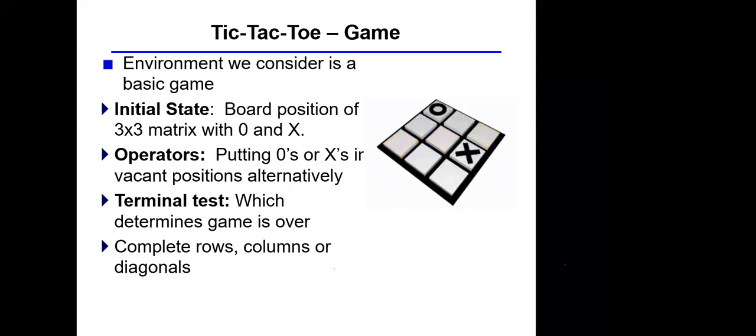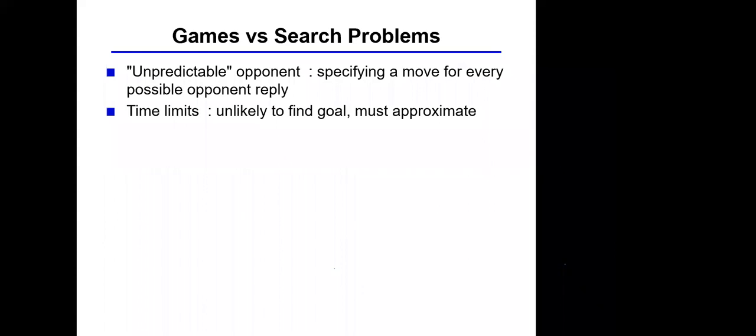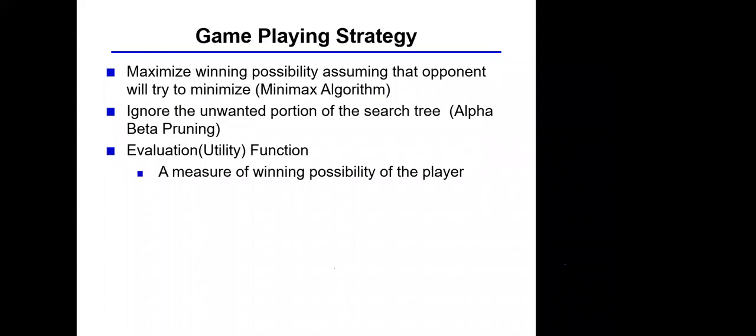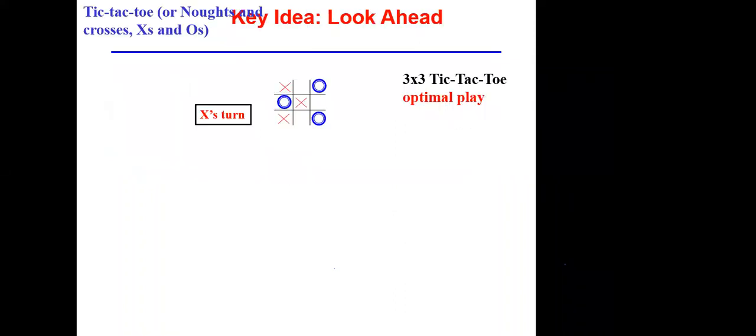What will be the terminal test, which determines that the game is over and complete? When a horizontal or vertical row is framed by x or 0, that is your win situation. So games and searching parameters will be there. The game playing strategy will be the min-max algorithm, and you have already discussed alpha beta pruning and these algorithms in the AI subject previously. So now for tic-tac-toe, they are giving that example.